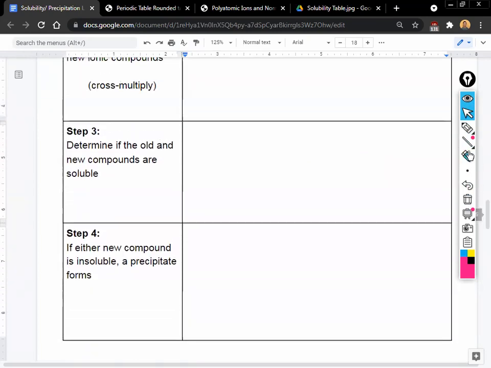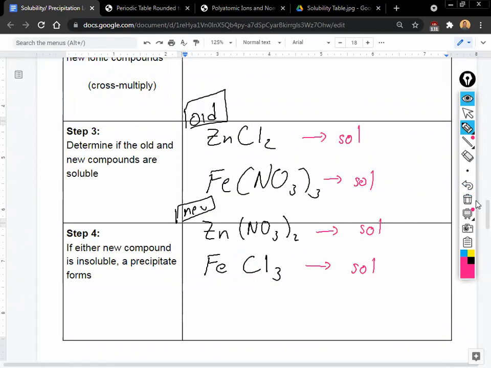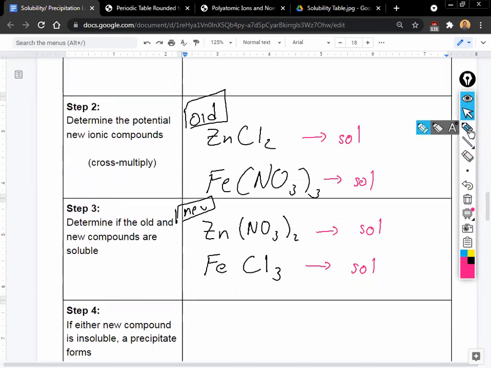For part 4, we're just going to write no precipitate, or I just like to write NP. Okay, so NP, no precipitate. For part 4, we just need to write no precipitate, and the reason why is because every single one dissolves in water, so there's going to be no precipitate formed.